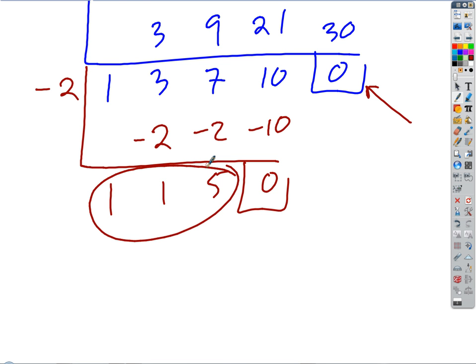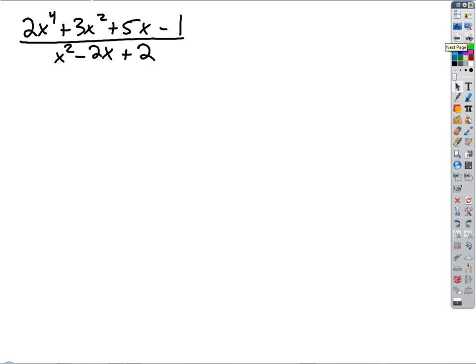Does that make sense? Okay, so let's look at a case where it doesn't work. That's not going to work, obviously, because the bottom doesn't even factor, right? So what do we do? There is still a way to do these. What do you think? I mean, you guys aren't going to know the answer to this, I don't think, but what is it?